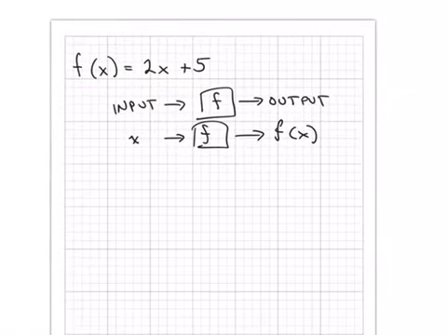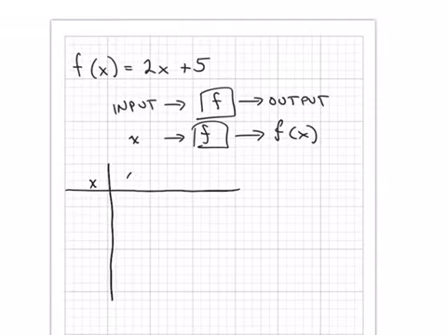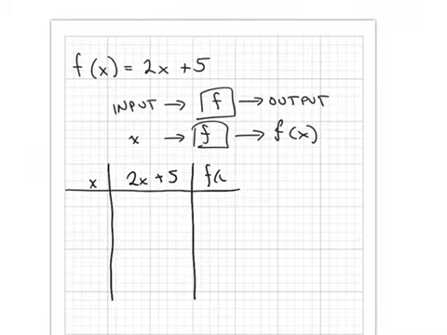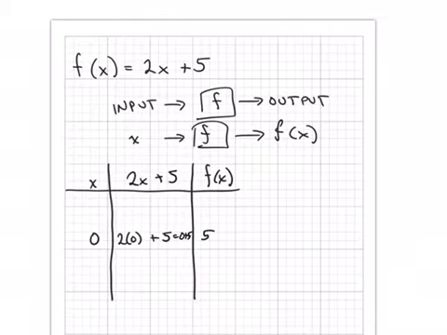In a table, that would look like this. We have x. We do our calculations to generate, beep, boop, boop, boop, our output, f of x. So, for instance, if I were to plug 0 into this function, I would input 0 by replacing the variable x with the number 0. I get 2 times 0 is 0. 0 plus 5 gives me 5. And so I get the input-output pair 0, 5.